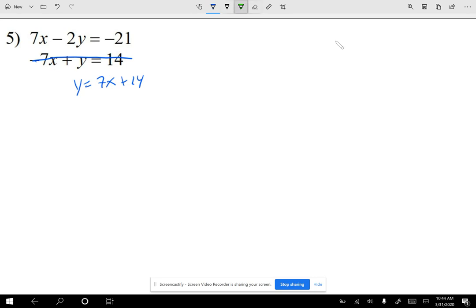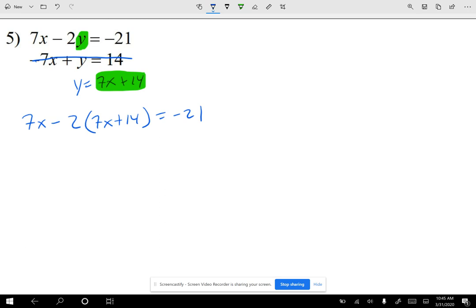Now, here, what I'm going to do, everything that y is equal to, I'm going to replace it for y in the other equation. So let me write this as 7x minus 2, I'm going to open parentheses, 7x plus 14, equals negative 21. Notice how I replaced 7x plus 14 for y, and I put it inside parentheses. Basically, I wanted to write everything in terms of one letter.